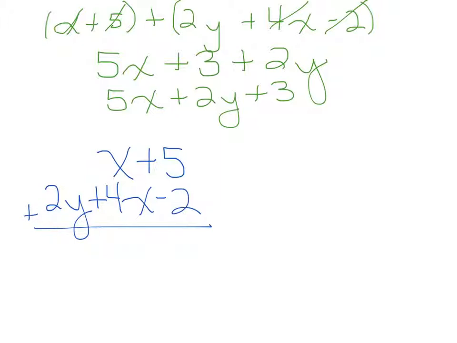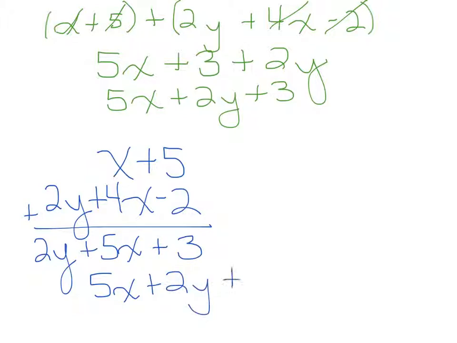5 plus negative 2 is positive 3. 1x plus 4x is 5x, and that's positive. And then, of course, over here, we just have our 2y. And again, our answers are the same. They are just changed around a little bit. So if we change around this blue answer, we would change it to 5x plus 2y plus 3, in keeping with the rules that I just mentioned. So now our answers are the same.